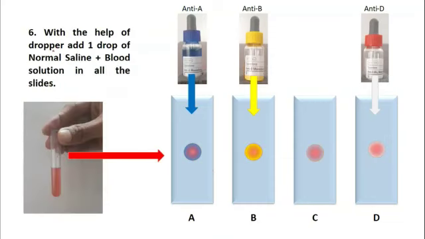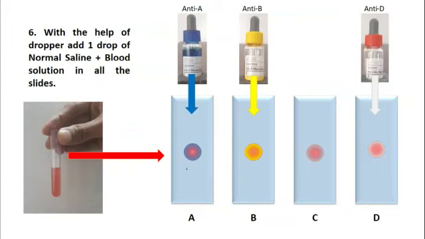Now with the help of a dropper, add 1 drop of the normal saline plus blood solution in all the slides. This solution contains normal saline plus blood. Add 1 drop of this solution in slide A, in slide B, in slide C and in slide D.